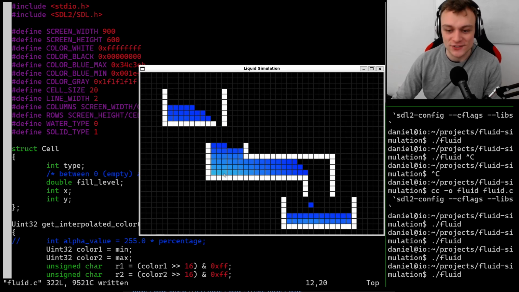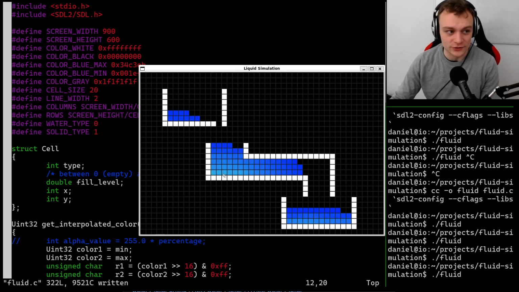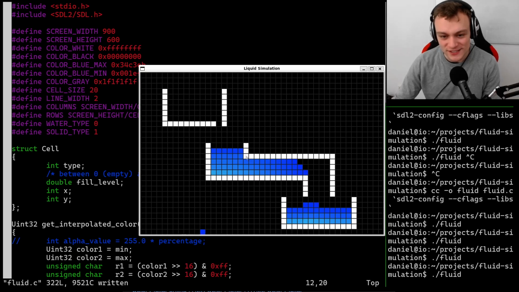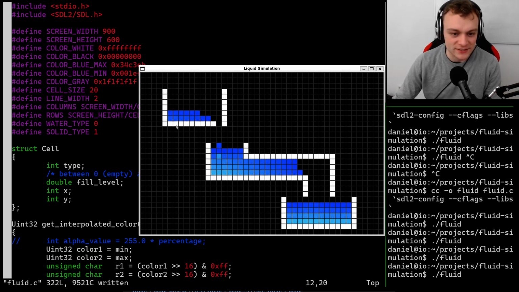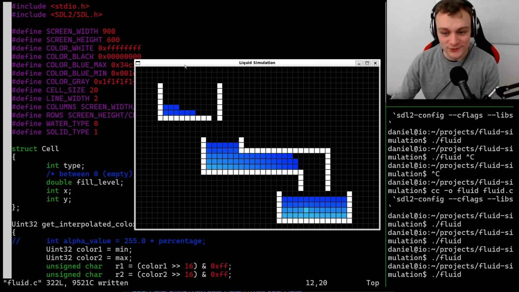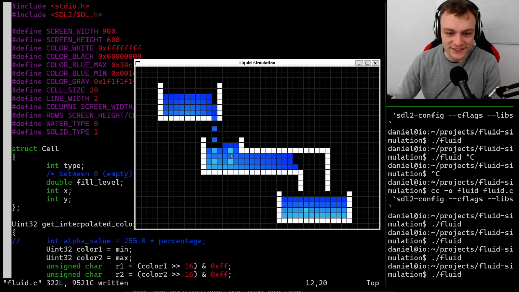And considering that just 2 months ago, I had no idea about C as a programming language, I'm quite happy that I'm now at a stage where actually something usable or something that is visually appealing comes out as a result. So that is really cool.